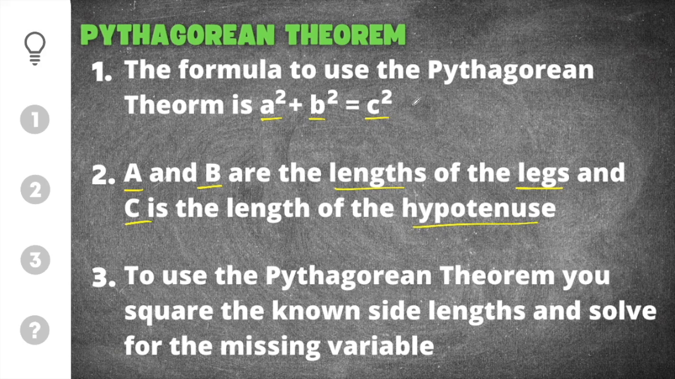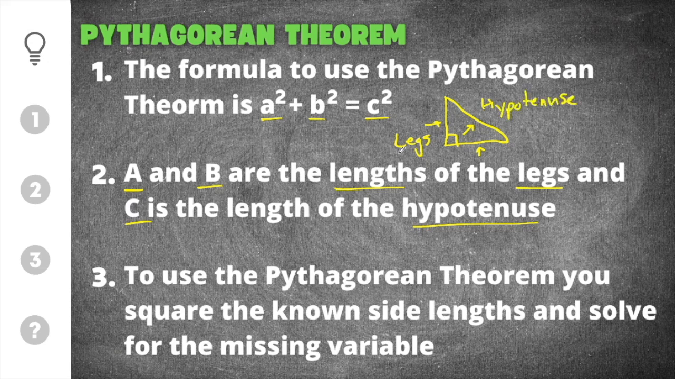To give an example of what legs are and what the hypotenuse is, I'm going to draw a right triangle here. Now, all right triangles have a right angle located in the triangle, and right triangles have three sides. The sides that are touching the right angle, which are these two sides here, are called the legs. The side that is across from the right angle is called the hypotenuse.